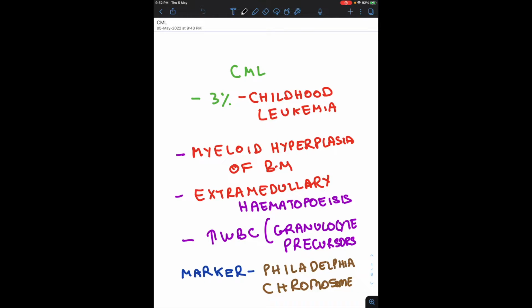Today we're going to discuss CML. CML constitutes approximately 3% of the childhood leukemias, and it is myeloid hyperplasia of bone marrow origin along with extramedullary hematopoiesis. There is an increase in the number of WBCs up to greater than 1 lakh, and all types of granulocyte precursors are seen.